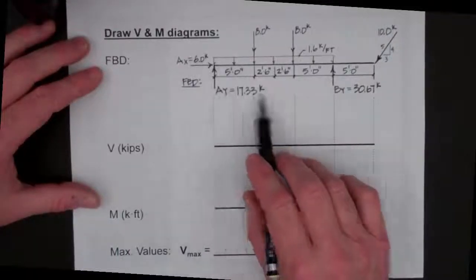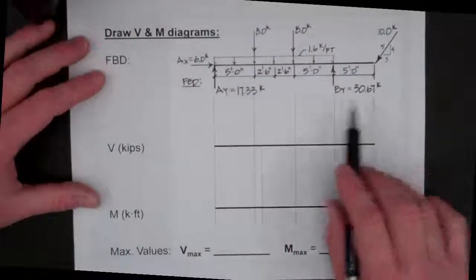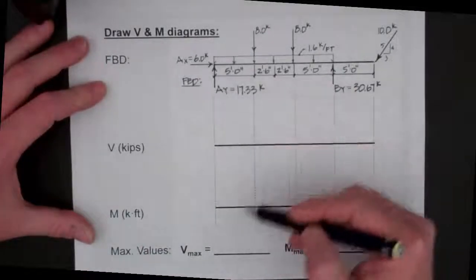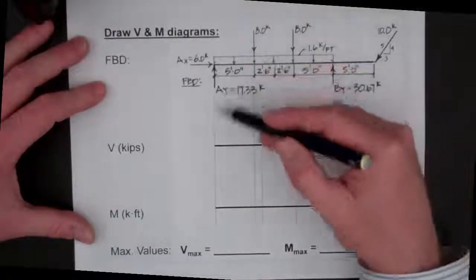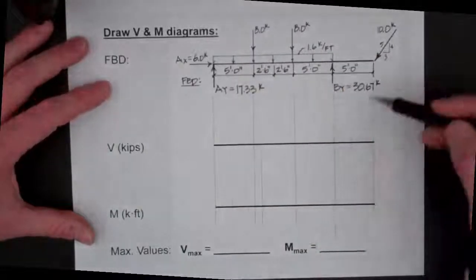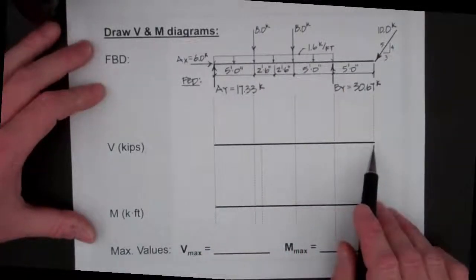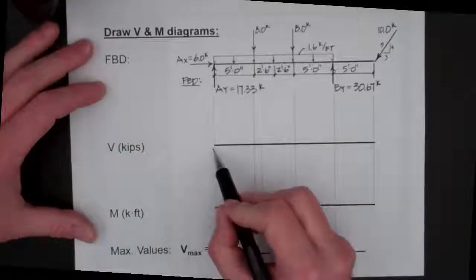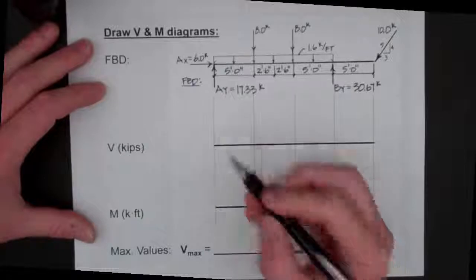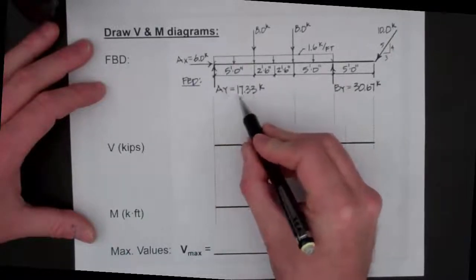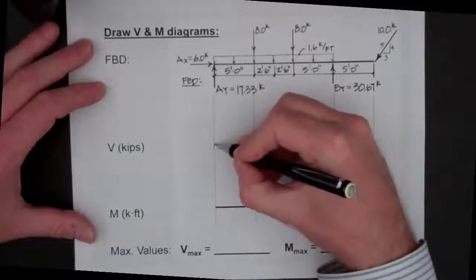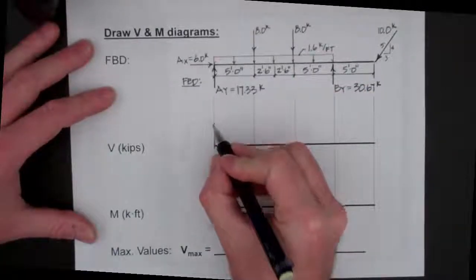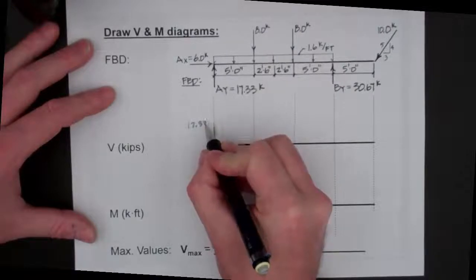Okay, now that we've found the reactions, we can place them on the free body diagram and we can draw the shear and moment diagrams. In this case, we have shadowed down some guidelines to go by in our diagrams, and so we'll go by those for our shear. So we'll start with our shear diagram at the pinned reaction. Our shear will start at 0 and immediately go up to the reaction that we found in the prior slide, AY equals 17.33 kips. So we'll put that here.